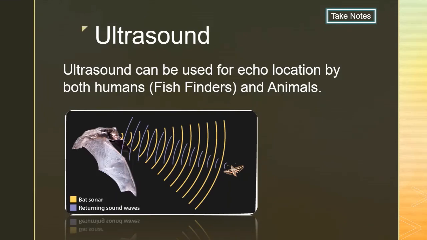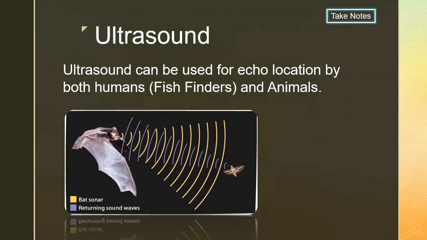So another use of ultrasound for both humans and for animals is the use of echolocation. So I've got here a bat sending out a sound. It's bouncing off that insect, which the bat is then hearing, and using the time difference, the amount of time it takes to get from the bat to the insect and back again, that bat can work out exactly where that moth is, how far away it is, and it can capture it. Dolphins use the same thing to catch fish, as do we.